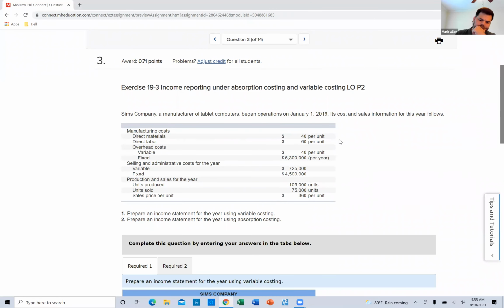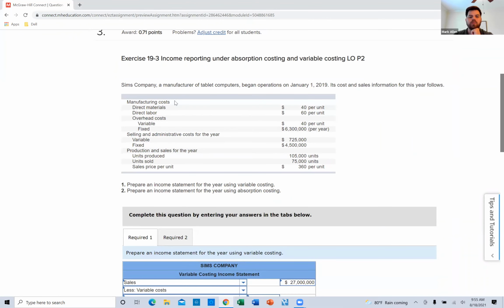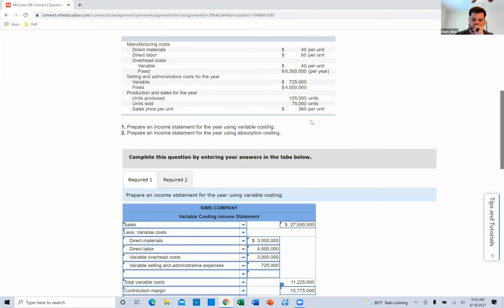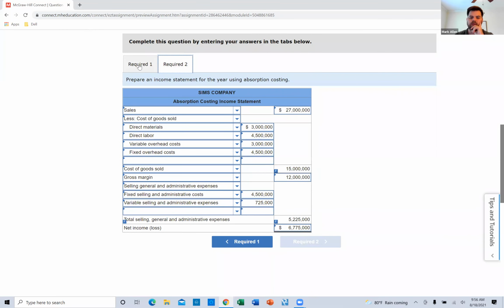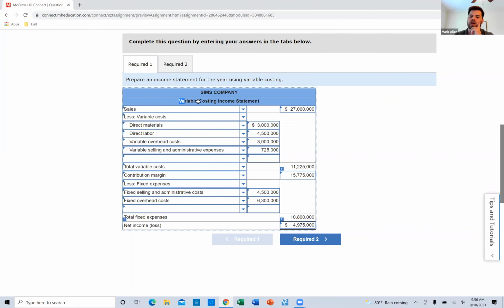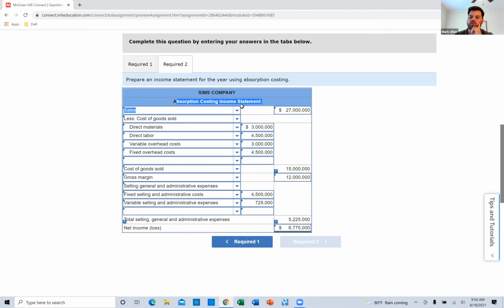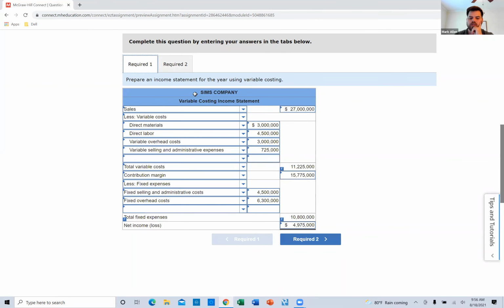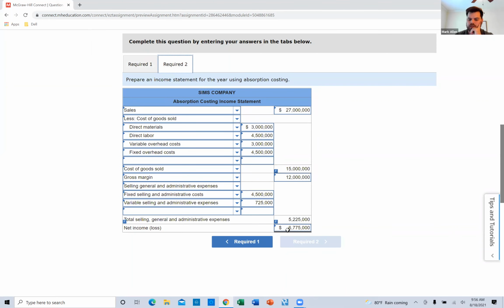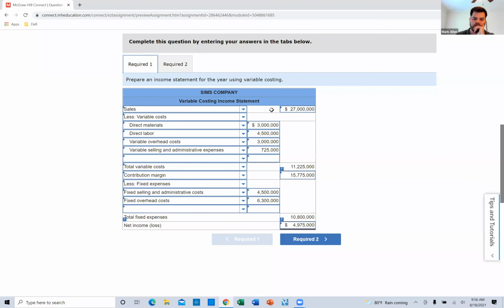Now, going into number 3, we're looking at Sims Company. They're a manufacturer of tablet computers. They began operations 1/1/19. We have their cost and sales information below. So just glancing at what we're doing, looks like we're going to prepare a variable costing income statement and then an absorption costing income statement. And we'll notice that our net income is not the same under the two methods, right? So just before we even do anything, just be aware, there are times when my net income will be different depending on if I'm using absorption costing or variable costing.